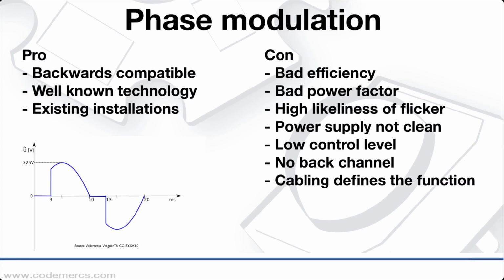Phase modulation of the mains power is backwards compatible, a well-known technology, and there are lots of existing installations. But since it works by cutting off the sine wave of the mains power, it has rather bad efficiency, a bad power factor, which means a lot of noise on your mains. It does not have very much control, there's no back channel, and the cabling defines a function, which means if you want to reassign a lamp to a different dimmer, you have to pull in a new cable.